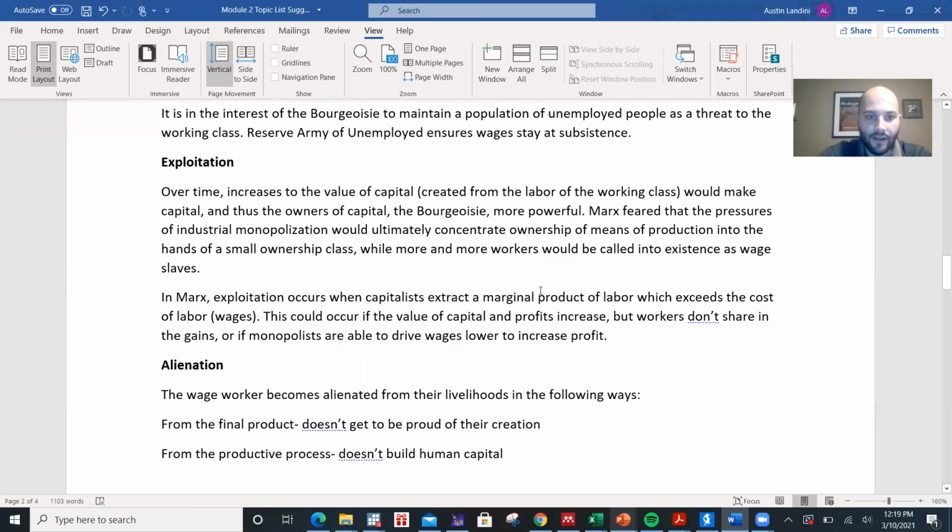And Marx believed that over time, the increases in the value of capital created by the labor of the working class would make capital and the owners of capital more powerful. Marx feared that this pressure of monopolization ultimately concentrates ownership of the means of production into a small ownership class. So you have a small ownership class which is able to exploit or extract surpluses off of the work of a very large and destitute working class.